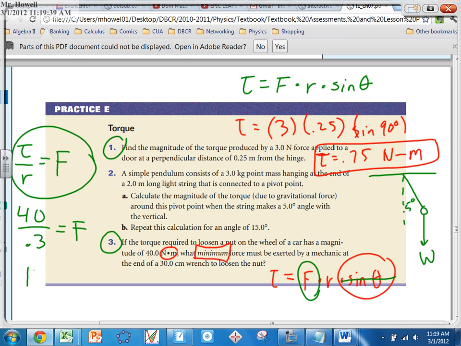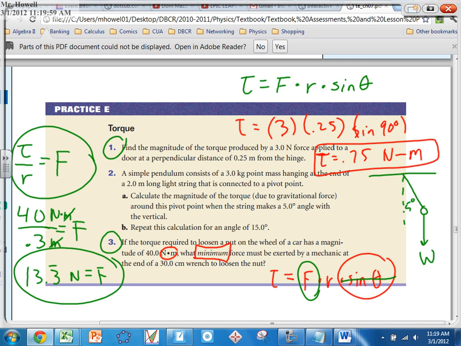So 13 1/3. And notice my units of force must always be newtons. You can see, look, this is a Newton meter up here. This is a meter down here. A Newton meter and a meter, what happens to them? Cancel, cancel, you're left with newtons.